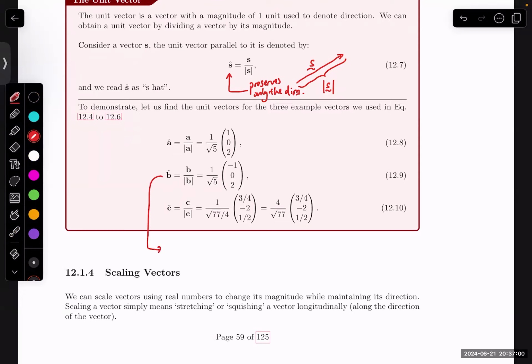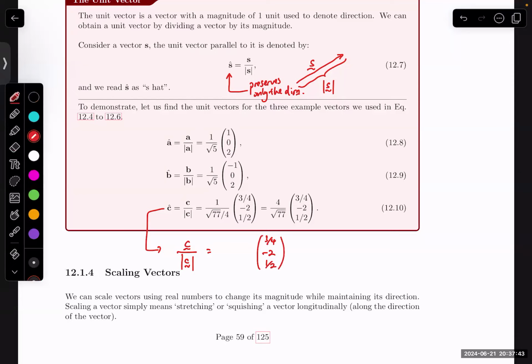Okay, you know what? Let's do vector C, because the numbers are uglier. So let's say I do this vector. I want to find the unit vector that preserves the direction of vector C. So what I need to do is divide the vector C by its magnitude. Let me copy down the vector C. So vector C is (3, 4, -2), let me write it as a column vector. So I have a vector C here.